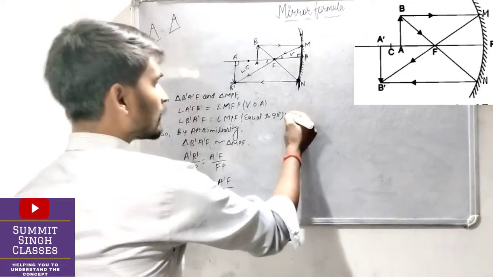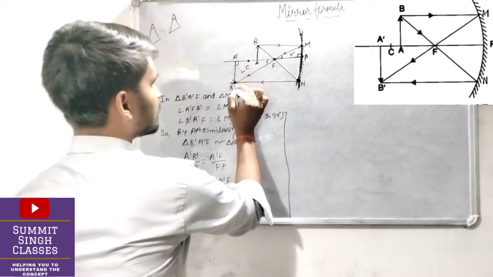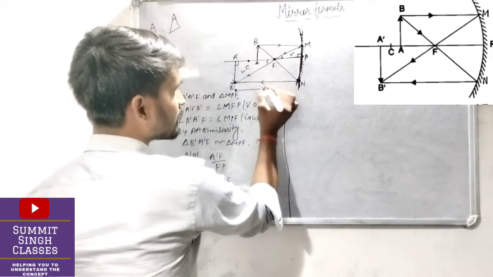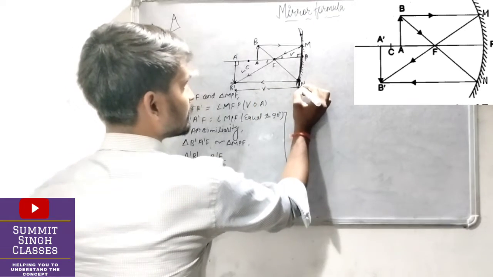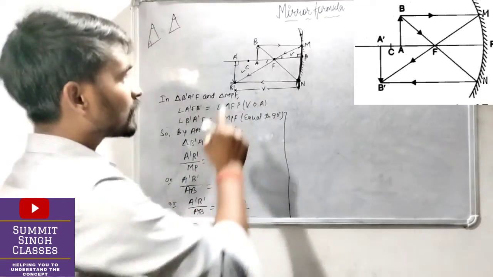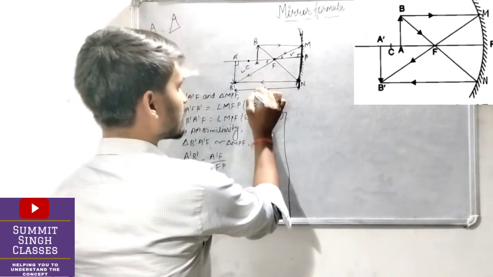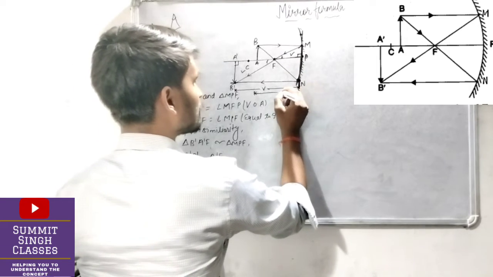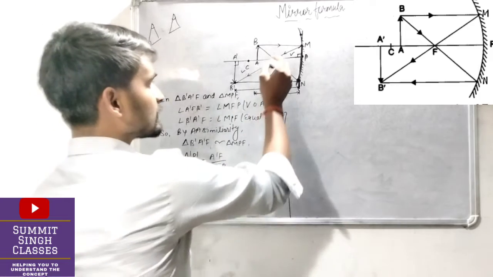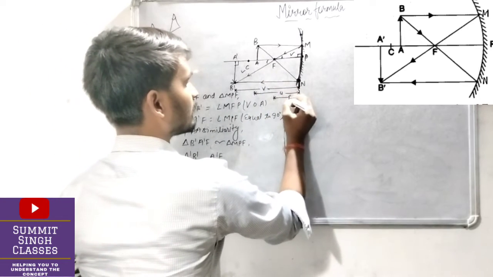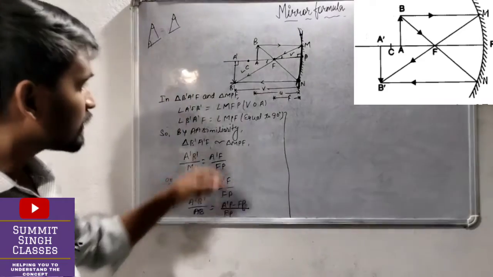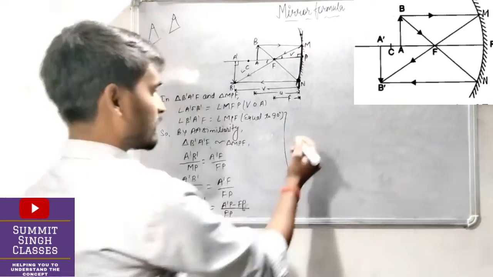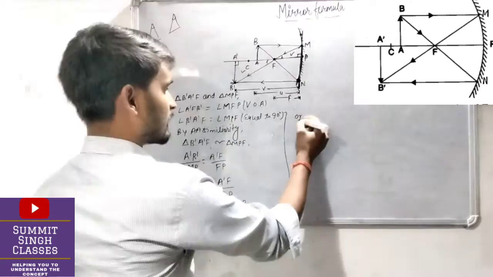Now you should understand the other thing. The distance of the image from the pole is called the image distance, and that is denoted by v. The other thing is that this is the object, and the distance of the object from the pole is denoted by u. The distance of the focus from the pole is called the focal length, and it is denoted by f.